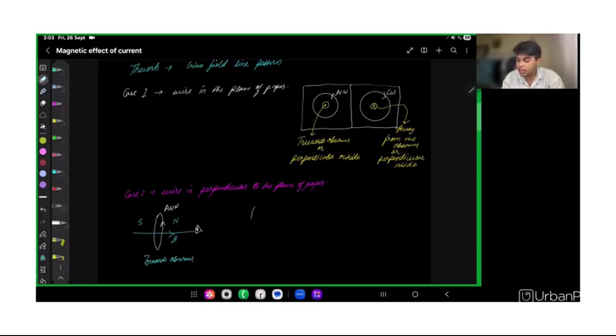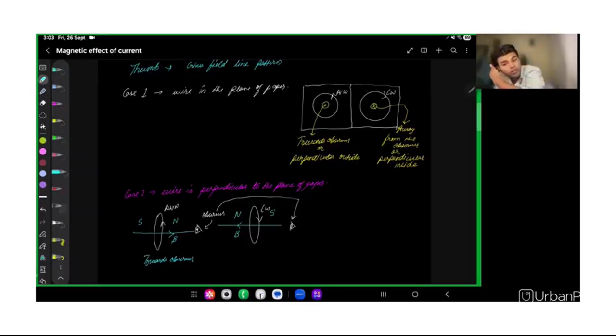Second case, when the current is flowing in the clockwise direction, like this, and the observer is here. In this case, the magnetic field will be away from the observer, like this. But north will be this, south will be this, because the magnetic field always goes from south to north inside, if you know. So north and south can be decided by that specific direction. This will be away from the observer.